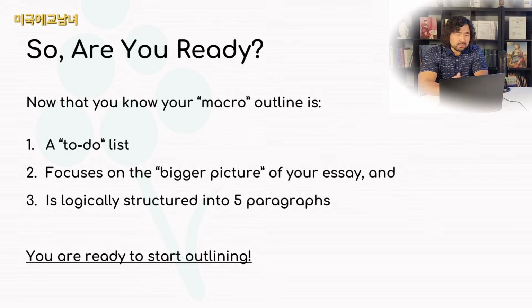So now that you know what a macro outline is: first, it's a to-do list. It also focuses on the bigger picture of your essay, not the small picture, which is for the micro. And it's logically structured into 5 paragraphs for a standardized 5-paragraph essay.